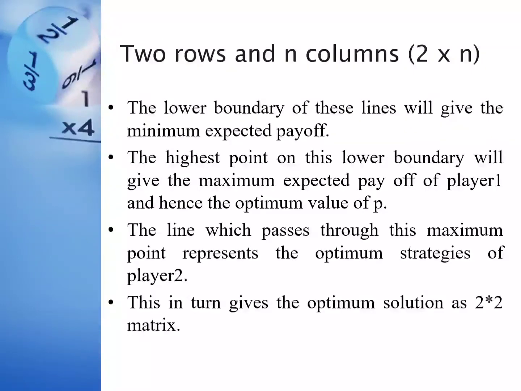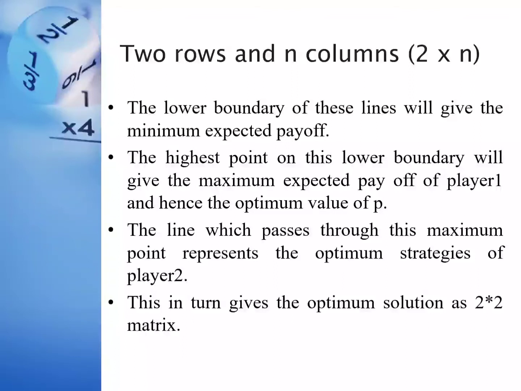The next step is, the lower boundary of these lines will give the minimum expected payoff. The highest point on this lower boundary will give the maximum expected payoff of player 1 and hence the optimum value of p. The line which passes through this maximum point represents the optimum strategies of player 2. This in turn gives the optimum solution as a 2 into 2 matrix.